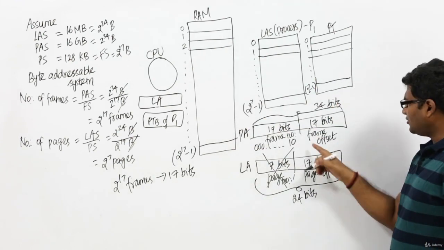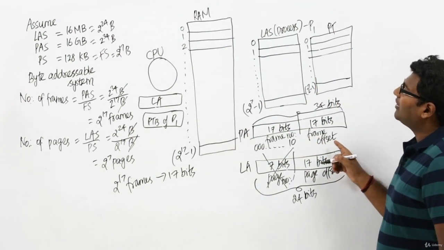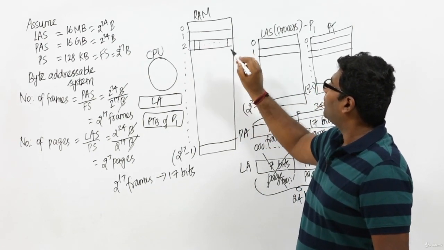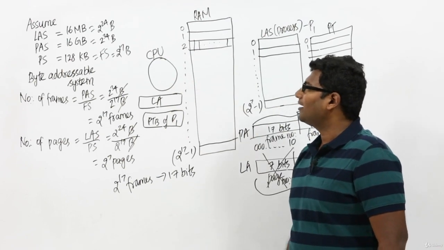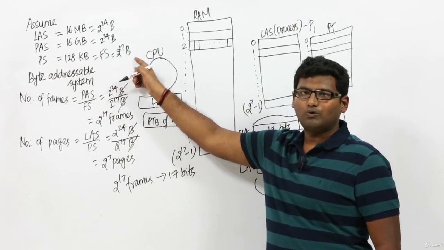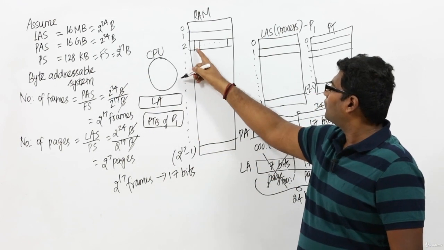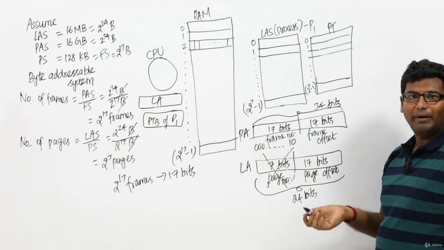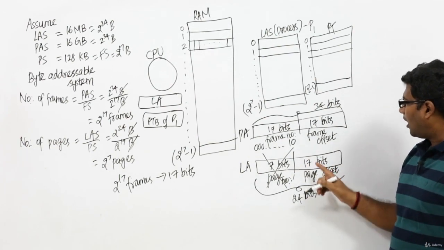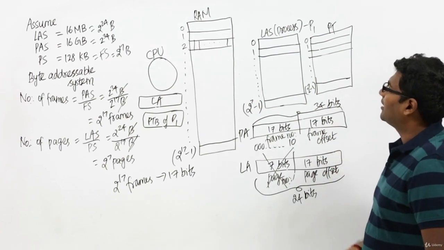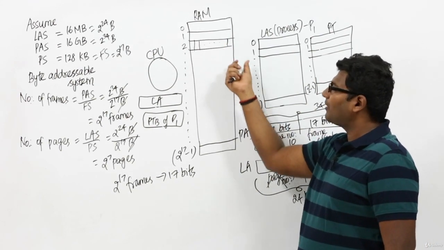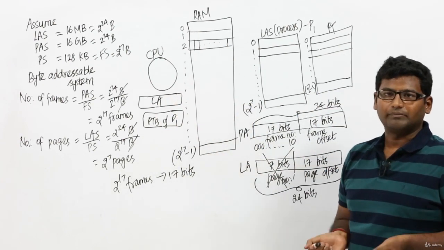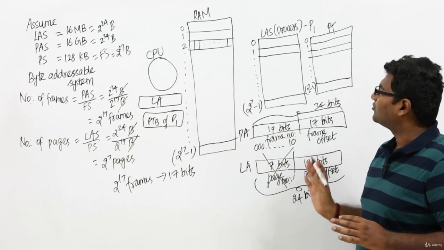Fine. Now using the 17 bits, we will have the byte number, right? We will have a total of 2 power 17 bytes in a single frame. That is what they have indicated: page size is equal to 2 power 17 bytes. And so we will have a total of 2 power 17 bytes over here. Among these 2 power 17 bytes, which byte I need to choose really depends on this offset, the frame offset. Using the 17 bits, I will pick the correct byte, and that will be given to the CPU. Now the CPU will happily execute it. So this is how paging works.